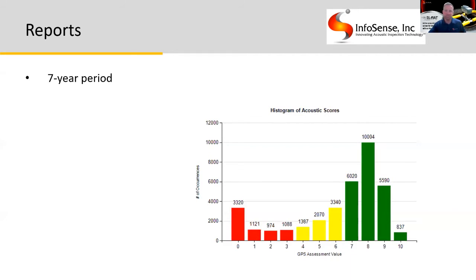35,000 measurements, which represent an acoustic inspection on just as many pipe segments. Of that, 22,000 received a score of 7 or above. This could relate to almost 2/3 of your system that came back as clean pipes.